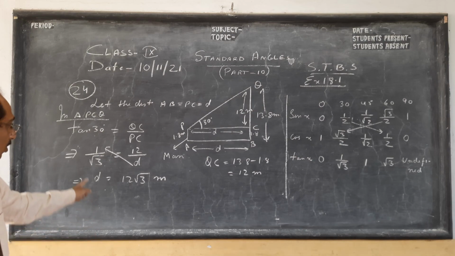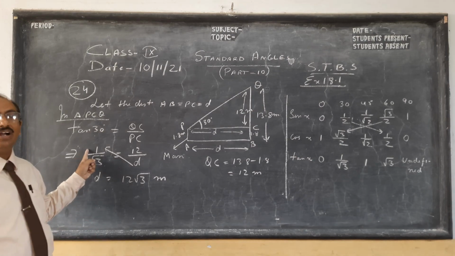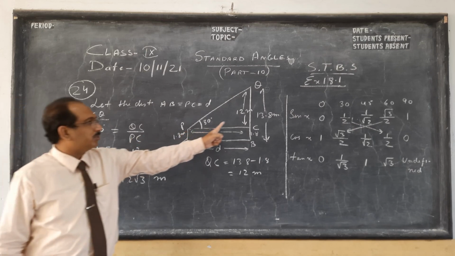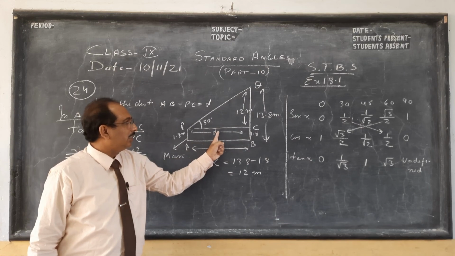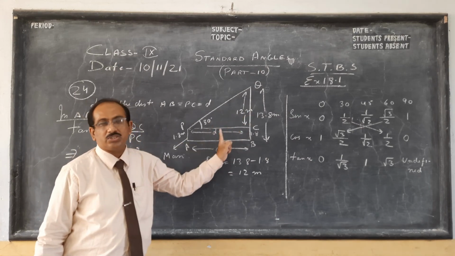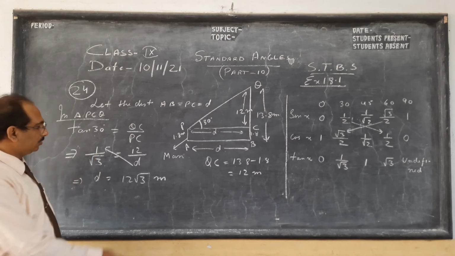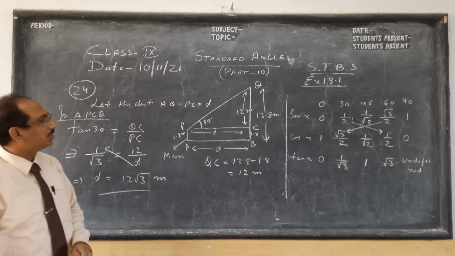So once more, this is where we start height and distance in class 10. Angle's value we put, and here we put the ratio 12 by D is tan 30, means if this is 1, this is root 3, and we solve, D comes up, root 3 goes there. So this is how we have an application of standard angle.